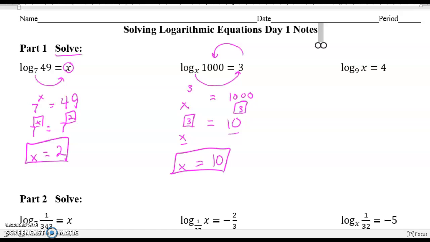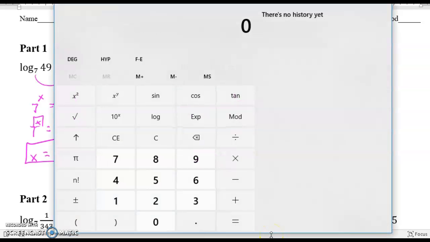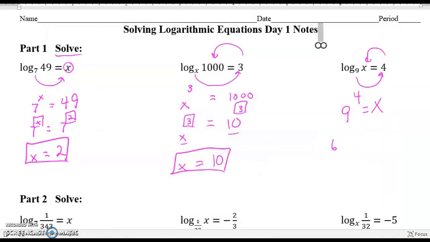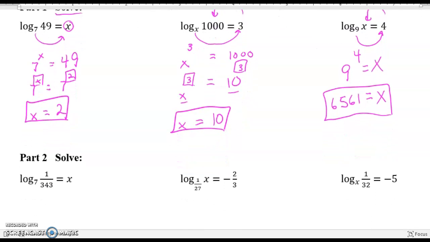The next problem, 9 to the 4th power is equal to x. We'd probably need our calculator for that. This is just the calculator from my computer. 9 to the 4th power equals 6,561. So we would just take out a calculator to do that. And again, the x is in a different position. In all three of these problems, x was in a different place.